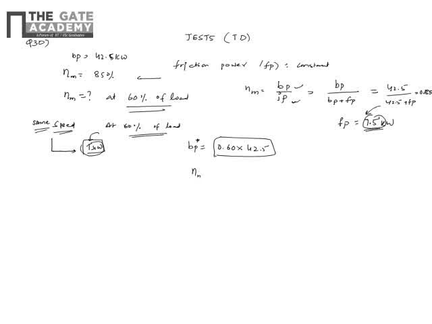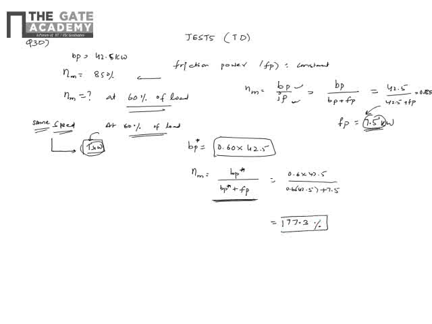And now my mechanical efficiency will be the brake power by the indicated power, which is brake power plus friction power. Friction power is not changing with the load, so it is 0.6 into 42.5 divided by 0.6 into 42.5 plus 7.5. So obviously the mechanical efficiency will decrease, because the denominator has decreased. If we calculate this value, it comes out to be 77.3%. So this is the mechanical efficiency.